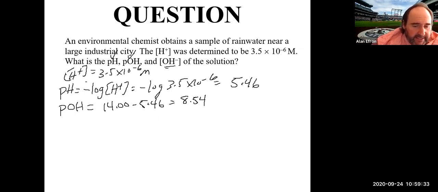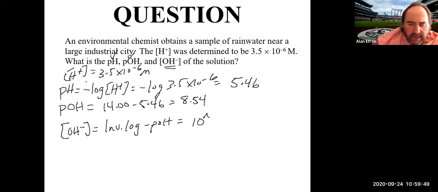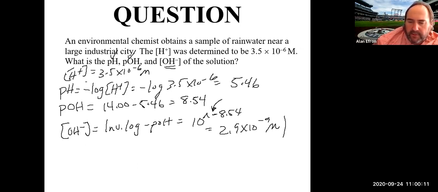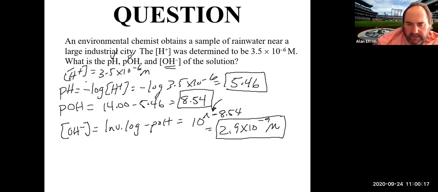To get the OH minus, again, you can use KW. You can use that the OH minus is equal to the inverse log of the minus pOH. So when you punch that into your calculator, it'll put a 10 and a caret, negative 8.54. Don't forget the negative there. And looks like we'll go with 2.9 times 10 to the minus 9 molar. Again, need molarity there. And that would be the OH minus concentration.